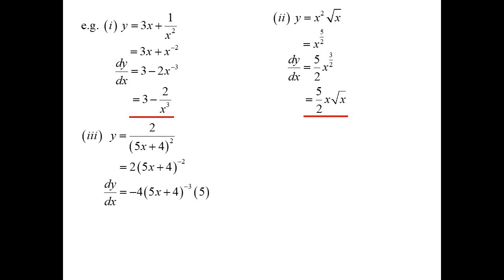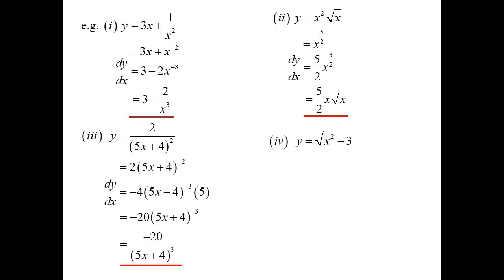Differentiate the inside. Differentiate 5x plus 4, we get 5. Tidy that up. Again, that's probably good enough for an answer. That's what a mere mortal would leave the answer as. But us super mathematicians will match the question and we'll end up with minus 20 on 5x plus 4 cubed.